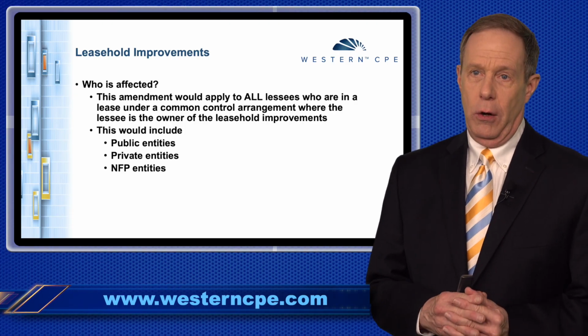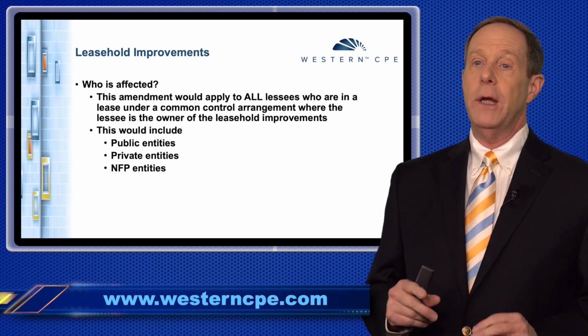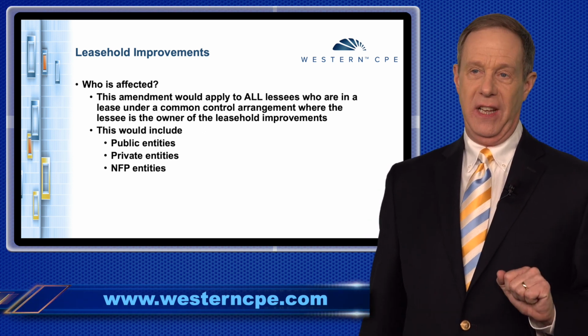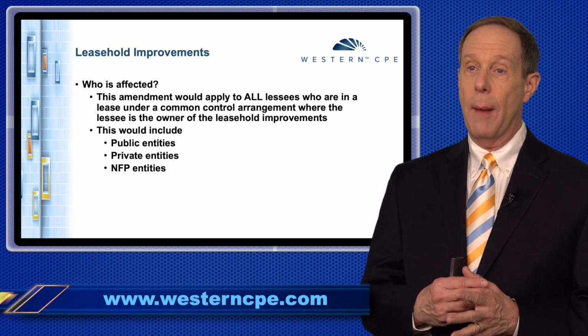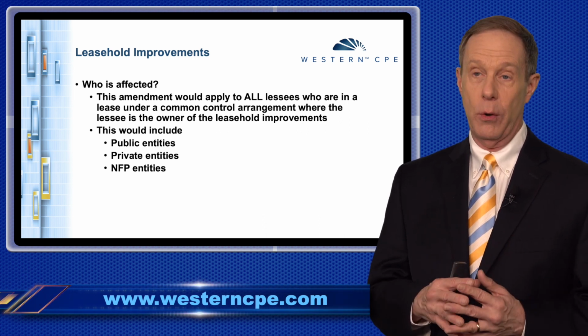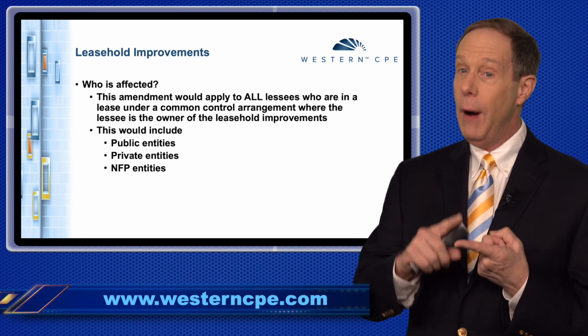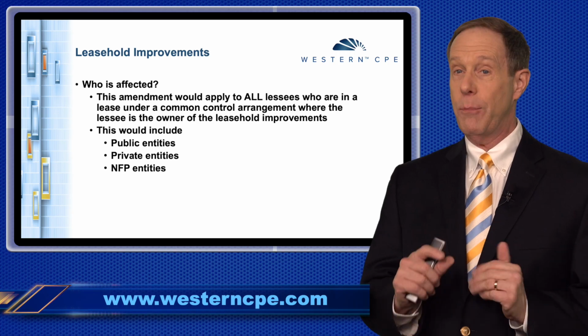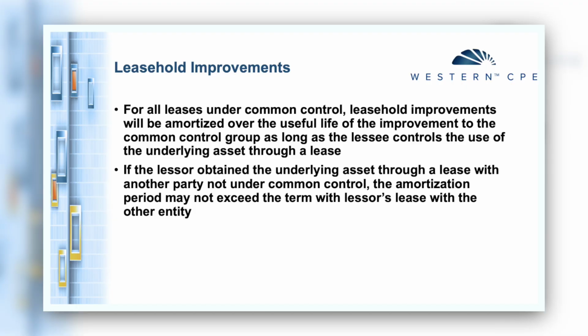So what's the change here? Well, first, who's affected? This amendment would apply to all lessees who are in a lease under a common control arrangement where the lessee is the owner of the leasehold improvements. Now, this would include public entities, private entities, and not-for-profit entities. So this is not just limited to the private arena. For all leases under common control, leasehold improvements will be amortized over the useful life of the improvement to the common control group as long as the lessee controls the use of the underlying asset through a lease.